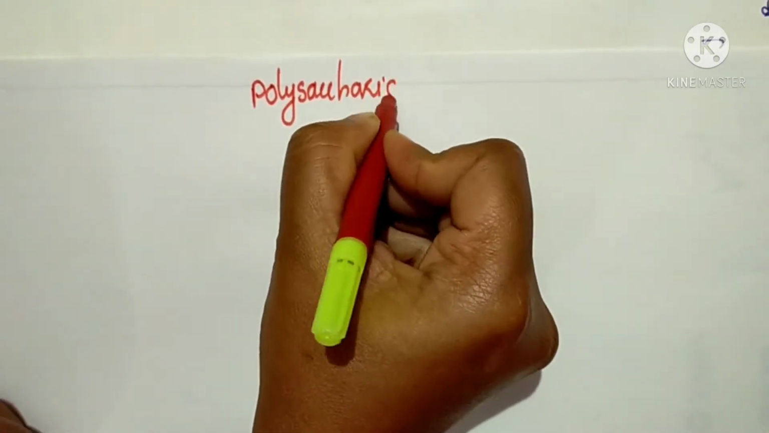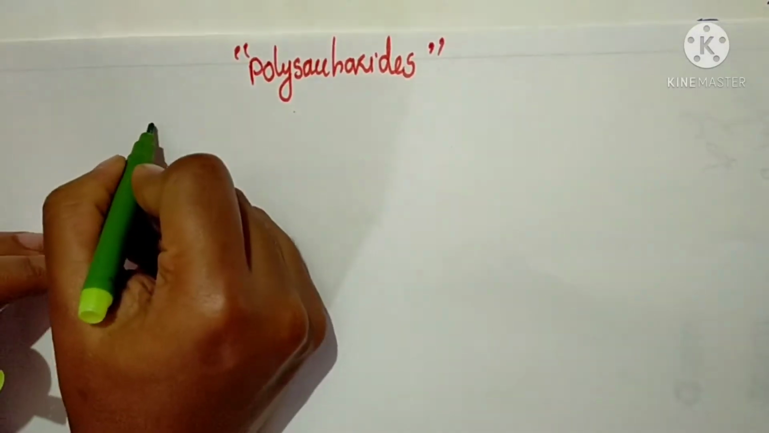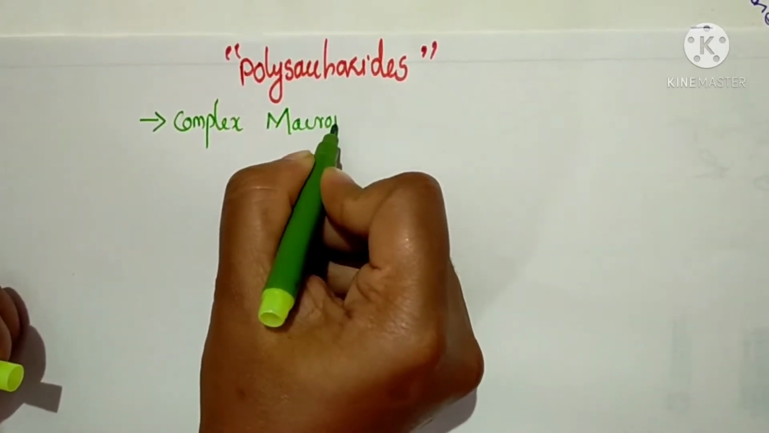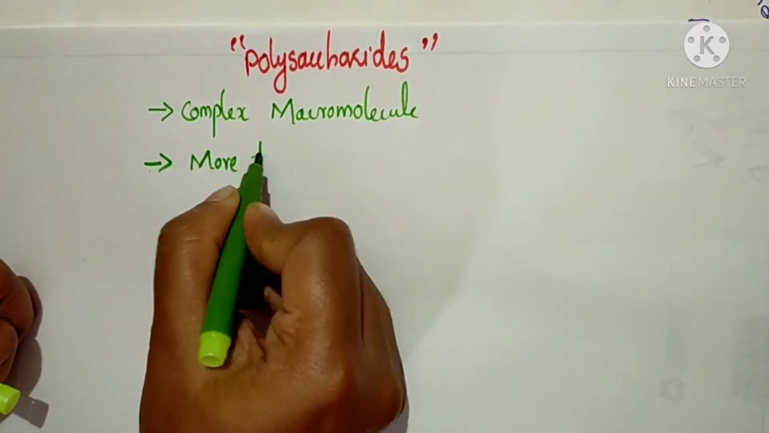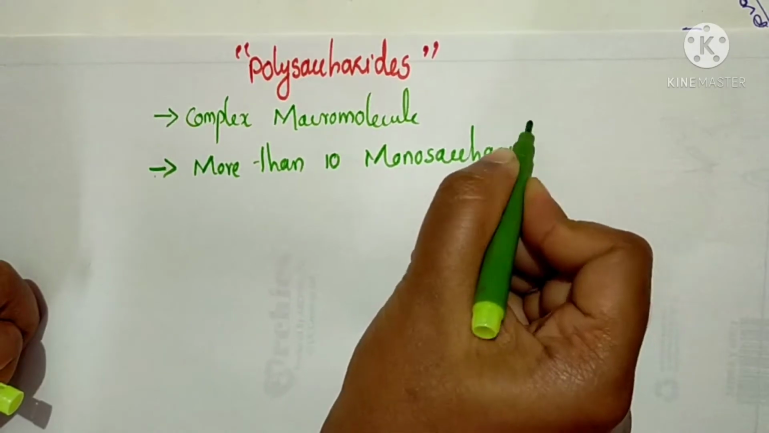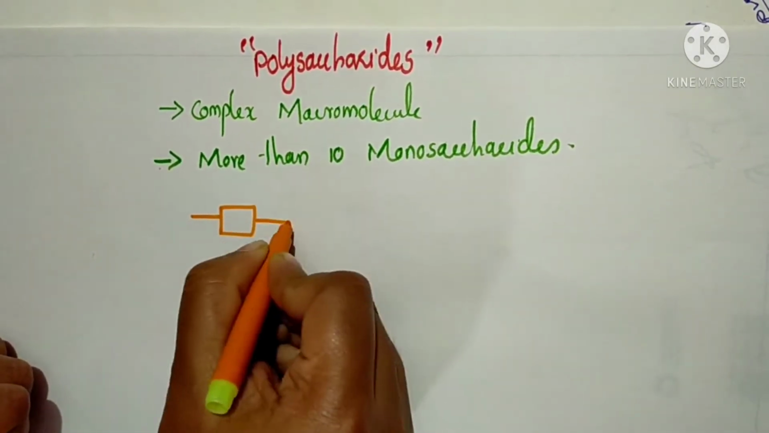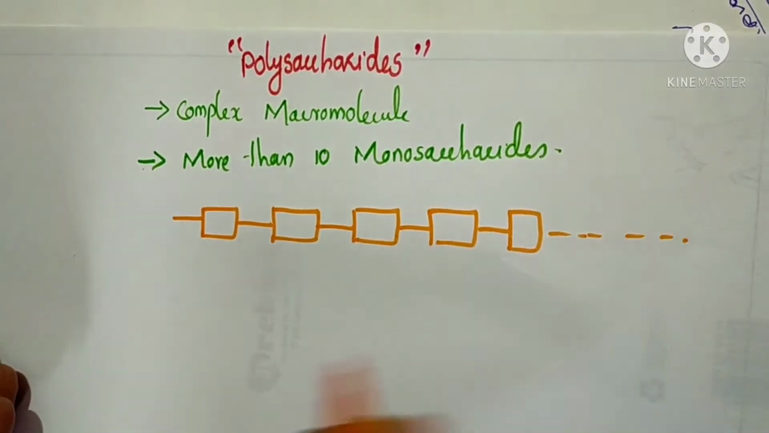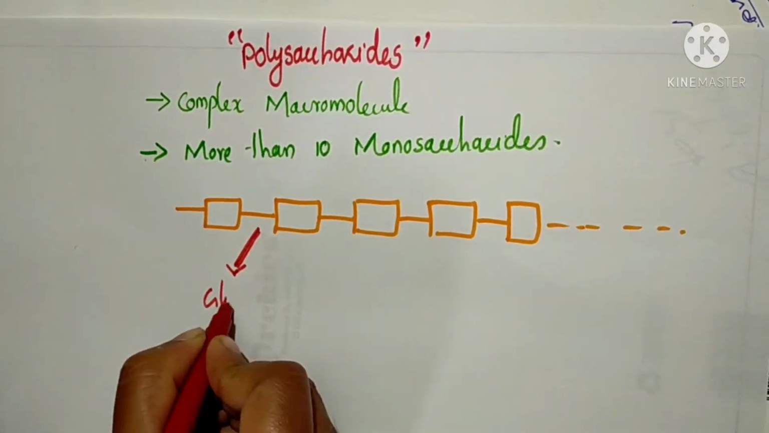Polysaccharides. We know that polysaccharides are complex macromolecules. They are made up of more than 10 monosaccharide units. These monosaccharide units are connected together through mainly glycosidic linkage.